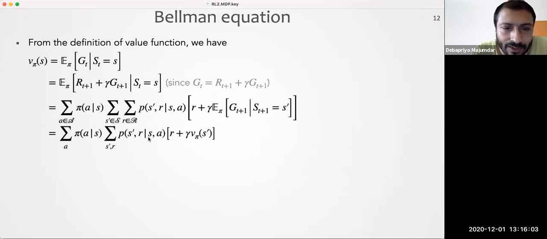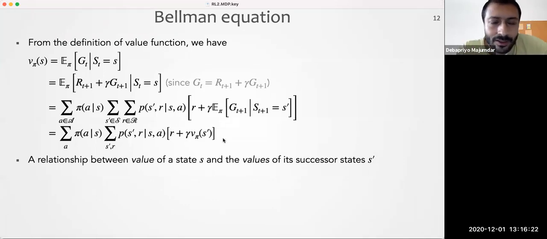P of S prime, R given S, A, and this thing is essentially V pi of S, right? V pi of S is this. So this is V pi of S prime. Right? This is essentially V pi of S prime. So R plus gamma times V pi of S prime. So this is called the Bellman equation.